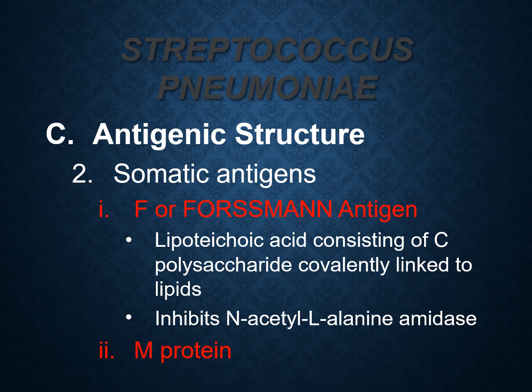The next important somatic antigens are the F or Forssman antigen, and then another one is M protein. The F or Forssman antigen is a lipoteichoic acid consisting of C polysaccharide covalently linked to lipids. It inhibits the N-acetyl L-alanine amidase. And the next important antigenic structure which comes under somatic antigens is M protein.